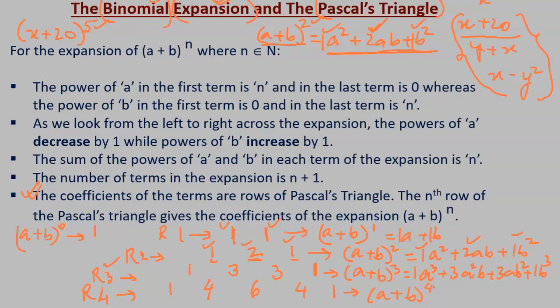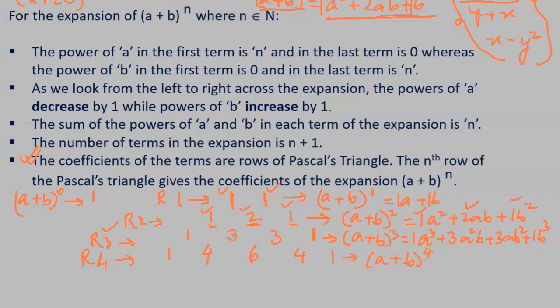Okay. So again, let me write the expansion, and then I will be showing the authenticity. I will be proving that. Okay. So it is 1a to the power of 4 plus 4a cube b plus 6a square b square plus 4ab cube plus 1b to the power of 4. Okay.